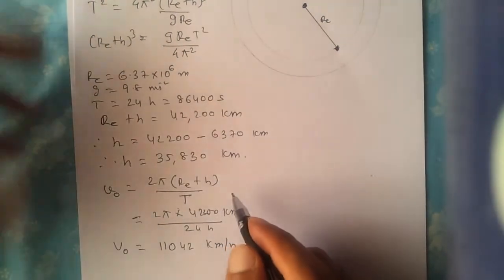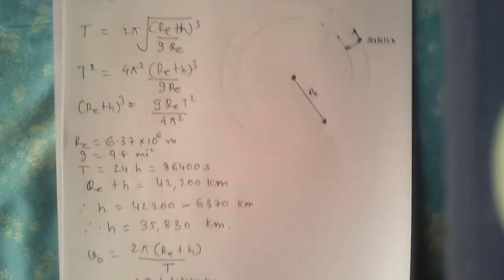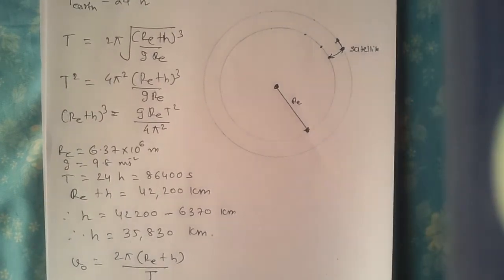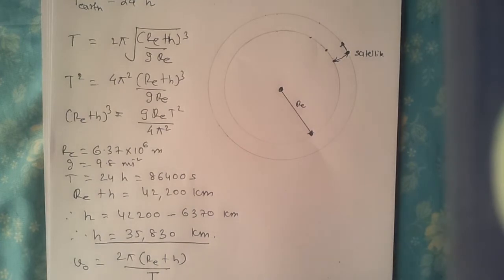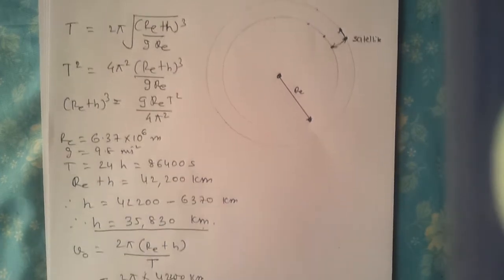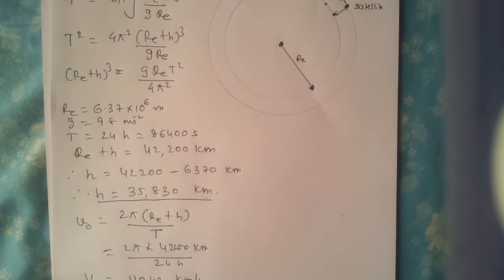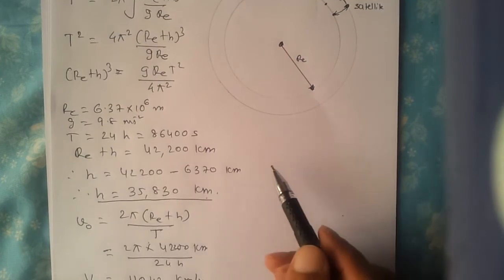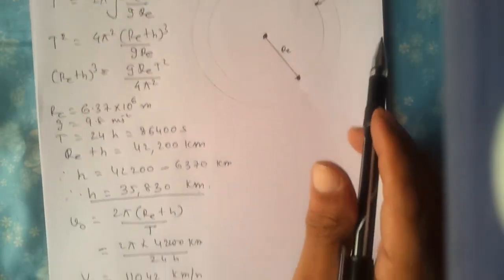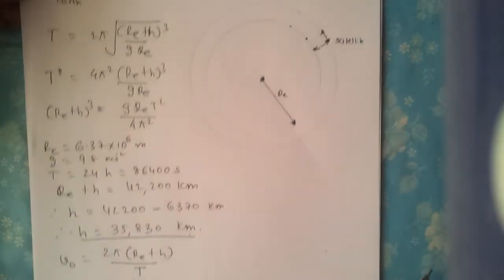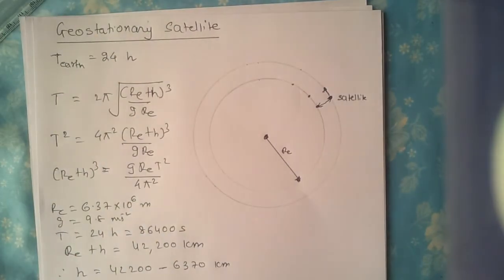Let us very quickly conclude what we have discussed in this video. For a geostationary satellite, h has to be approximately 35,000 or say 36,000 kilometers, and its orbital speed has to be 11,042 kilometer per hour for it to appear stationary to an observer on the surface of the Earth. Thank you. I hope this has helped you understand the geostationary satellite and the values that we obtained for it.